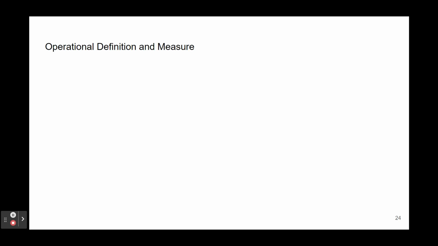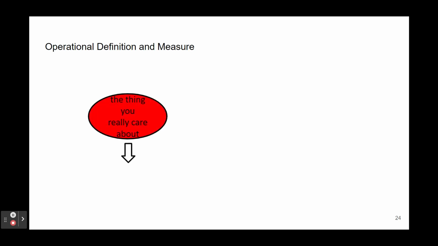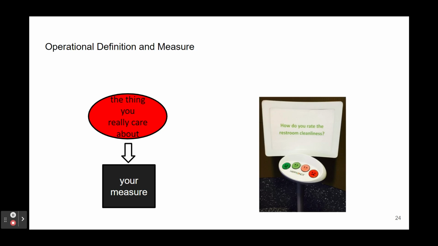Operational definition and measure, right? The thing we would like to measure is not as easy as measuring height, weight, or speed, right? If we are interested in measuring height, weight, length, that kind of stuff, we have to go to Home Depot. There are tons of scales and measures that produce very reliable data for us, whatever we want to measure.